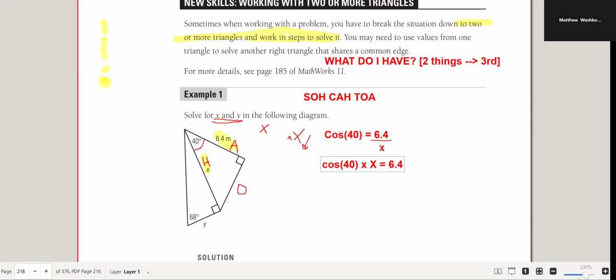Now I need to get rid of this cosine of 40, so I'm going to divide both sides by it. Because remember, that has a value, right? That's going to be like 0.5 or something like that. So if I do that, I'll be left with x is equal to 6.4 divided by cosine of 40. And you can put it as a fraction. In fact, I'm going to do that. It's always a good habit to stick stuff in fractions if you can.